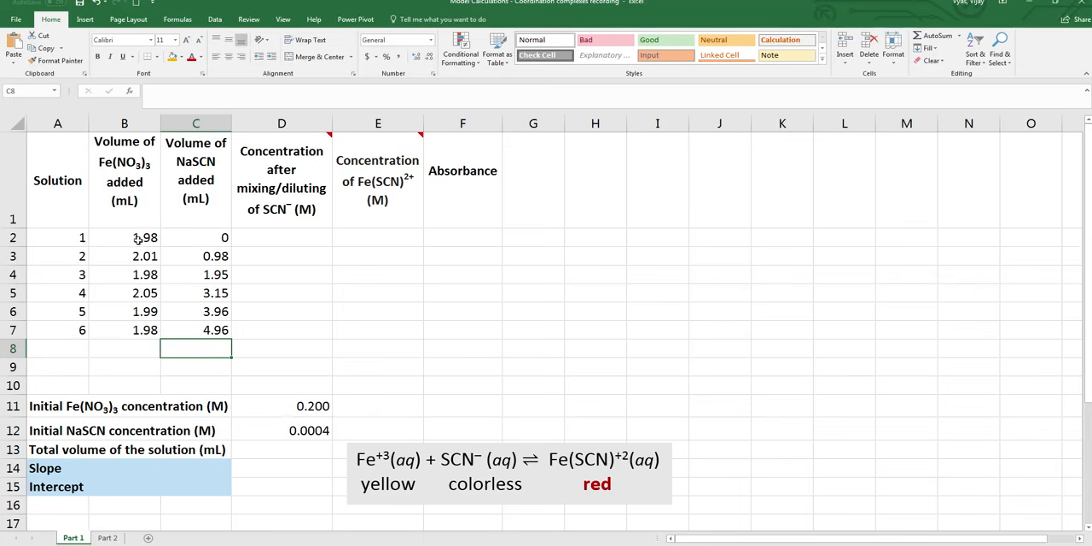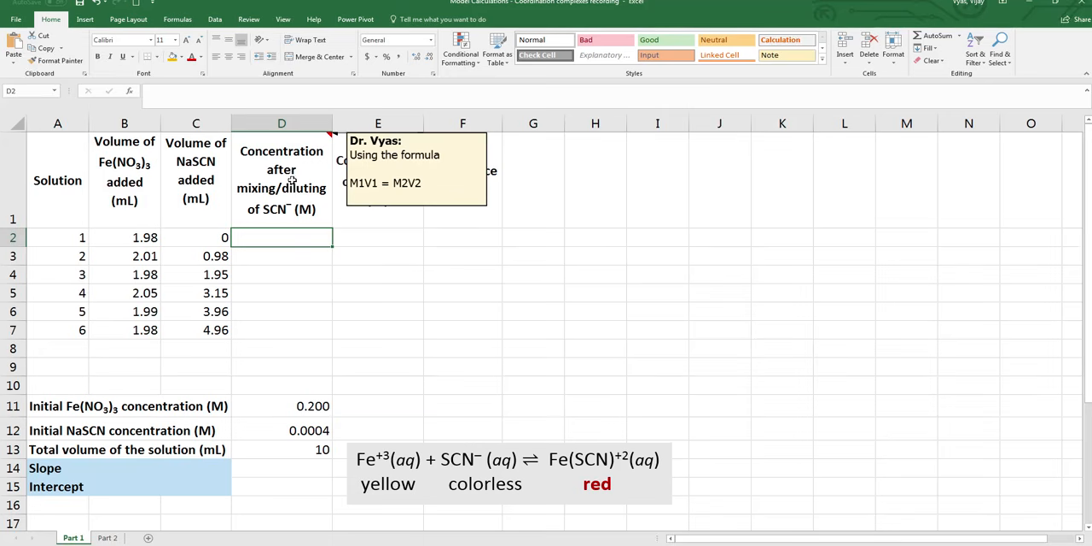All right. So this is how you have made 6 solutions, and now you want to know the concentration of thiocyanate, which is different from the initial concentration because you are putting together those two solutions and bringing up the total volume to 10 ml. So for getting this concentration, we will use M1V1 equals M2V2, where M1 is your initial concentration, V1 is your initial volume, and M2 is what you want to figure out, the final concentration, and your final volume is 10 ml.